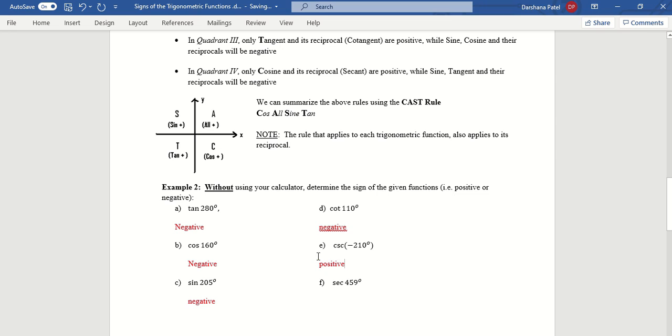And lastly, secant 459 degrees. So 0, 90, 180, 270, 360. After 360, if we add 90 more to it, it will be 450, and 459 will be in the second quadrant. Because secant is the reciprocal of cos and cos is negative in the second quadrant, this will also be negative here.